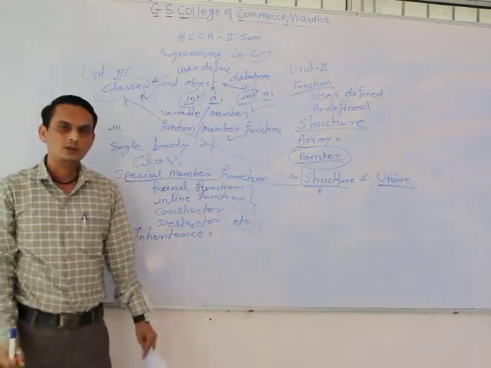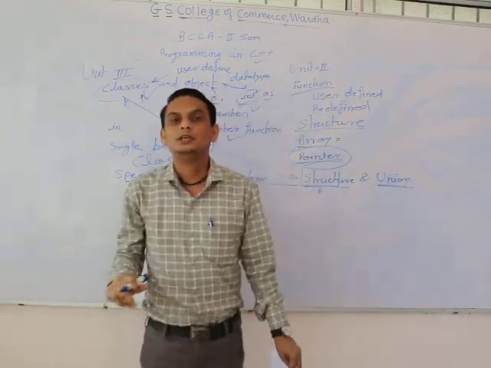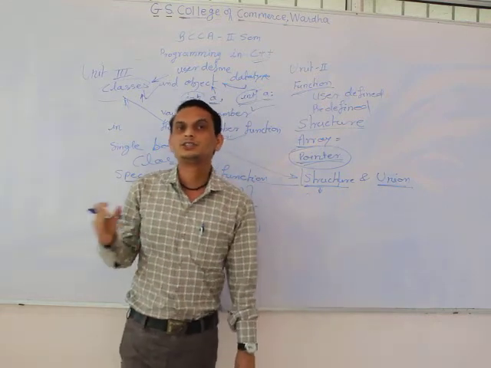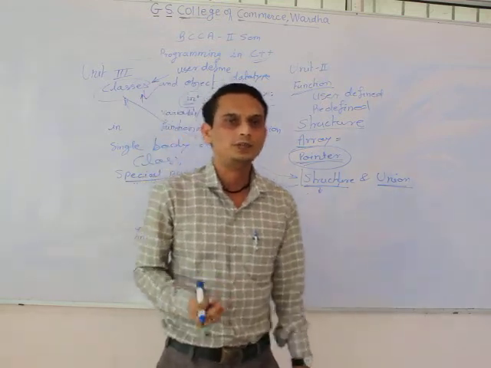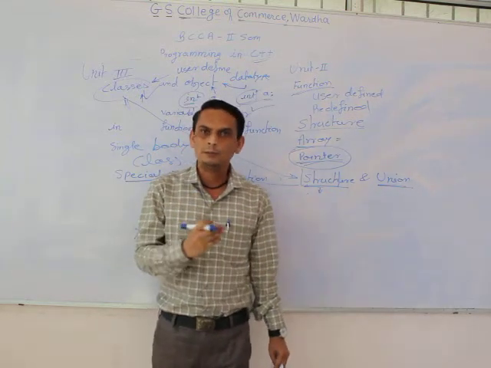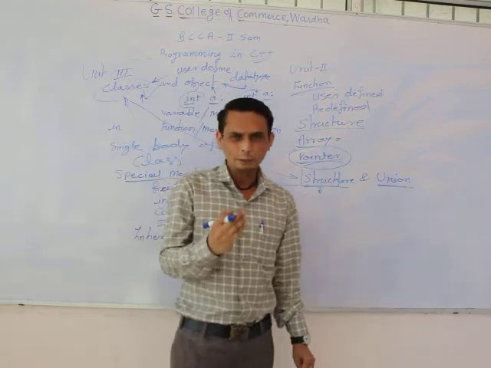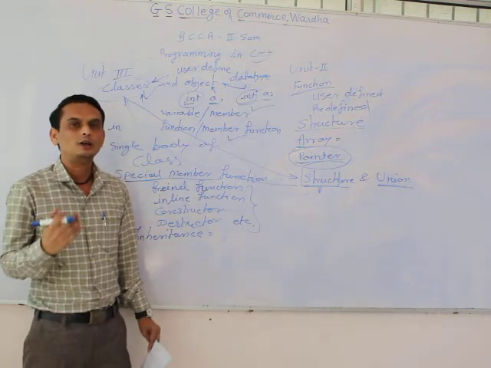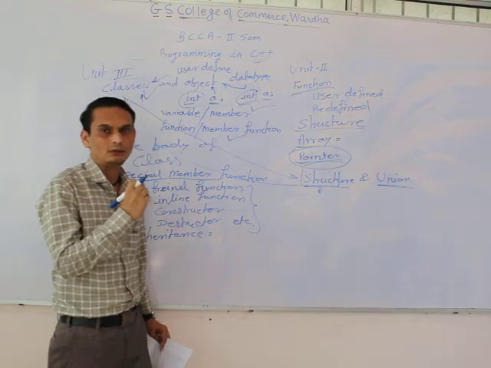In the same way, when we use inheritance, a parent class and a child class are created. A child class has the capability to access all the data members as well as member functions of a parent class. It means it can access everything that is in the parent class or base class.